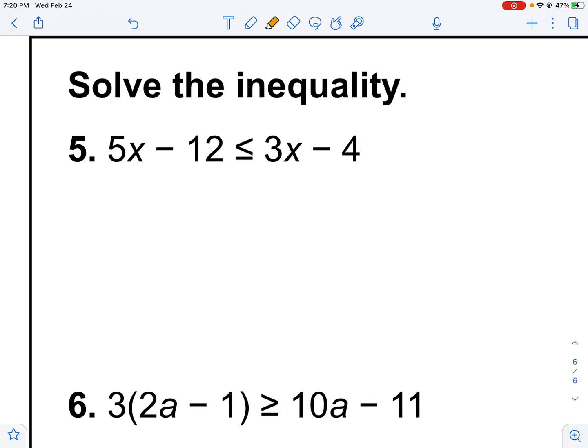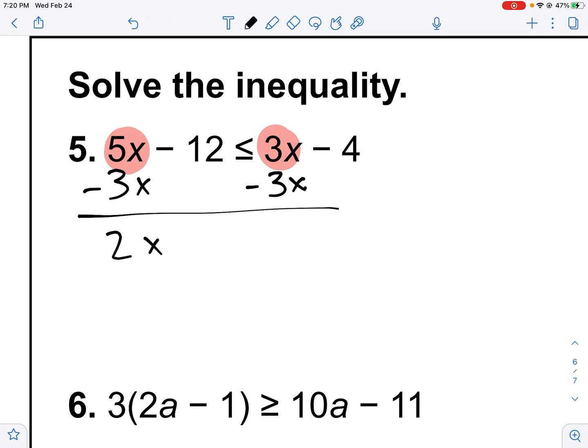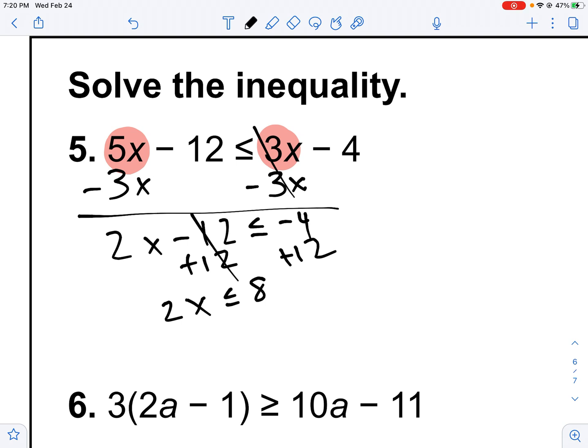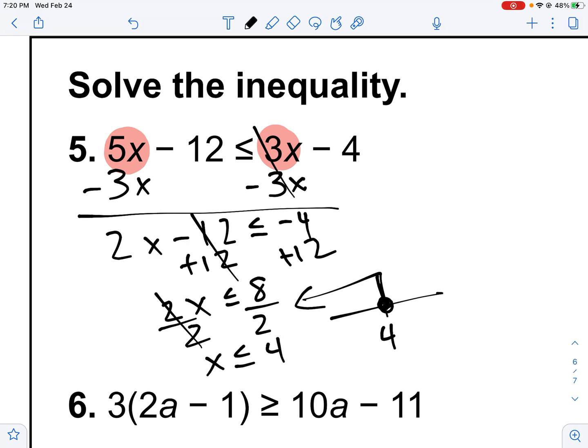We've got to move these variables. So we've got some on both sides. I'm going to subtract 3x. So I get 2x minus 12 is less than or equal to negative 4. Add 12, 2x is less than or equal to 8. Divide by 2. X is less than or equal to 4. So we have 4 closed that way.